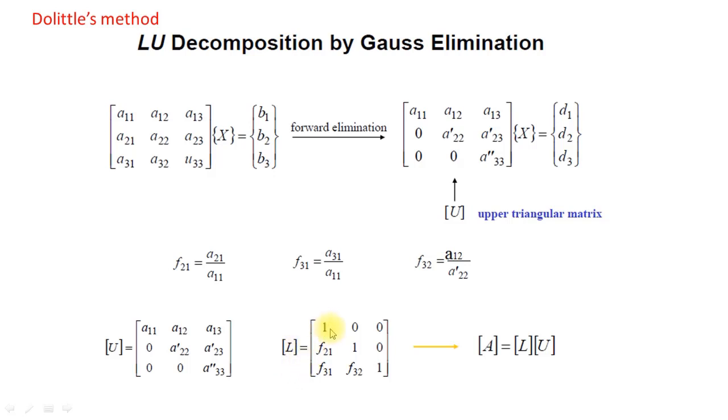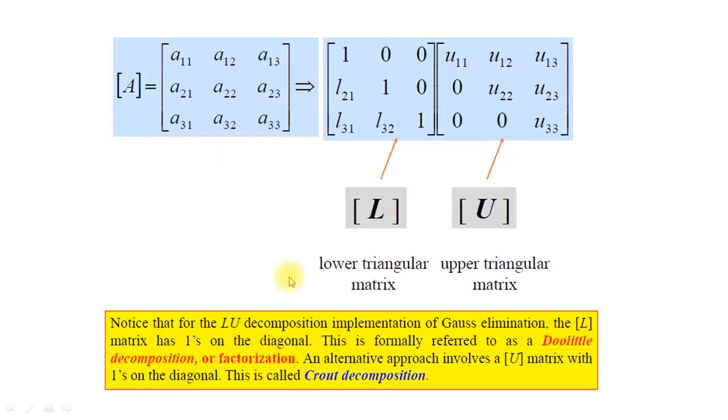And in the lower triangular matrix, on the diagonal we already have 1, 1, 1, and these 3 entries are 0. And then how to find these three unknowns? Suppose this is f21, this is f31 and f32. You can find these three unknowns easily by dividing a21 by a11. This is f21, and divide a31 by a11, we obtain f31, and divide a32 by this new entry a'22. So we can find these three unknowns for the lower triangular matrix.